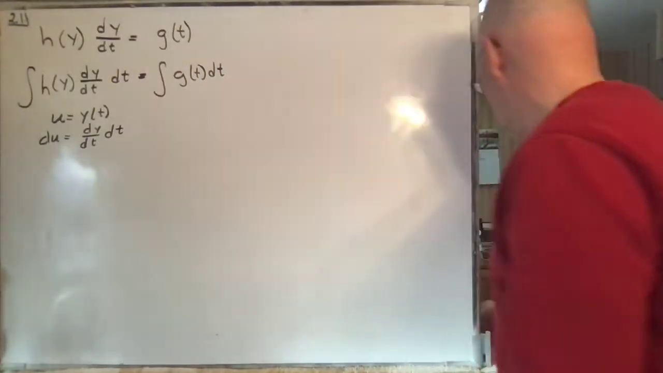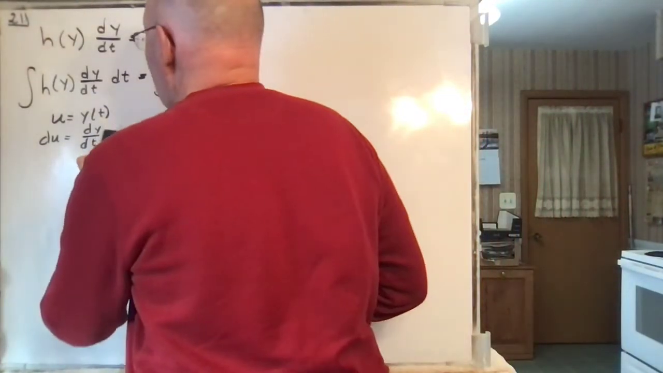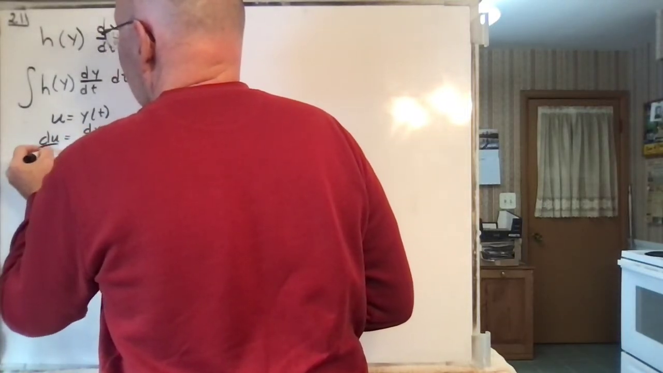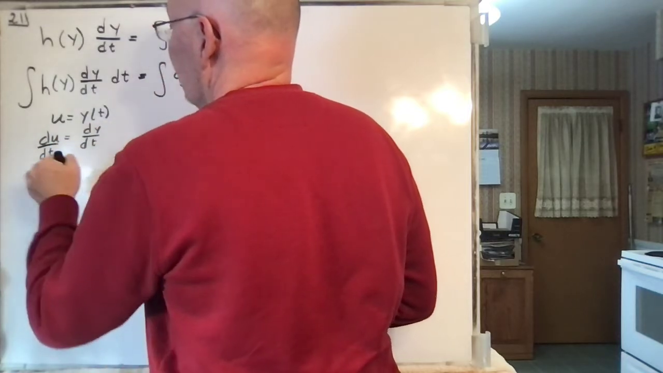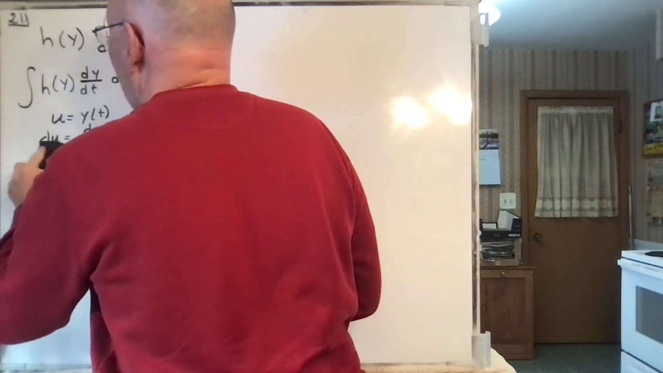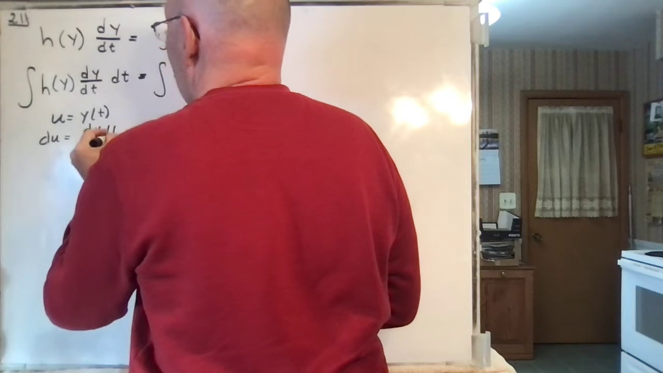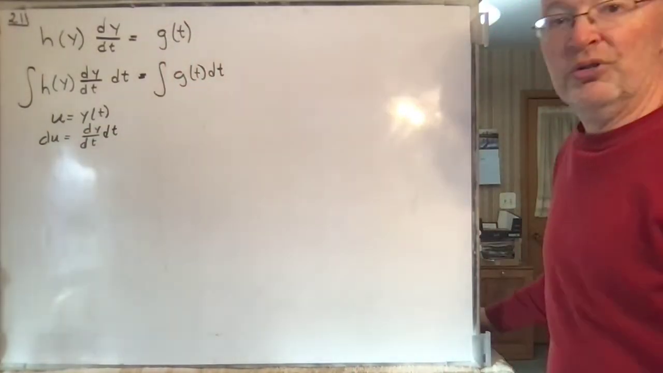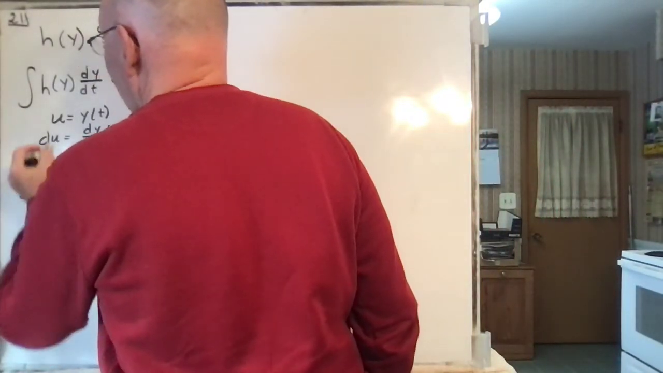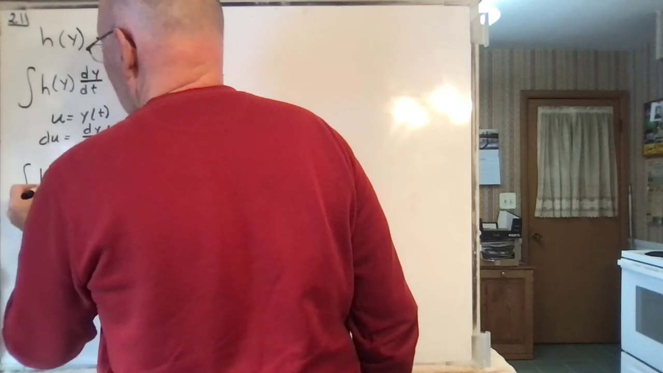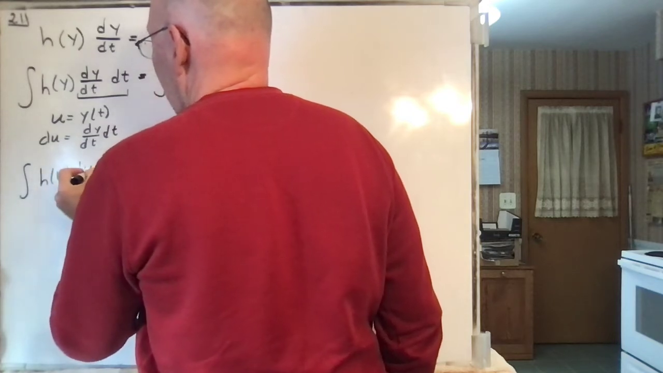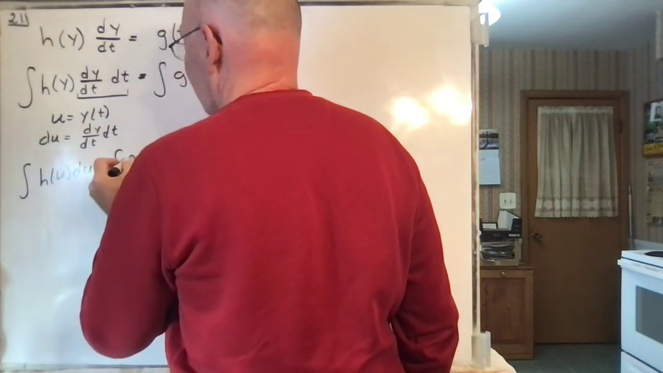Again, I'm not sure who you've had for calculus, so you might have first done it this way. You take the derivative of this and get du dt is equal to dy dt, and then you bring the dt over like this, and you get your substitution. So now you can write this as h of u, and then all of this here becomes your du, and that's going to be the antiderivative of this.